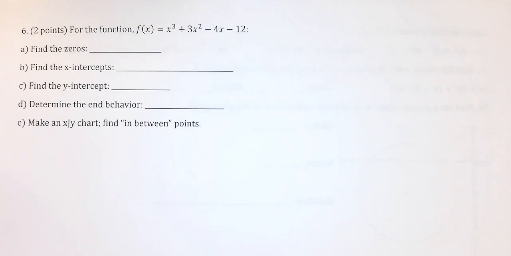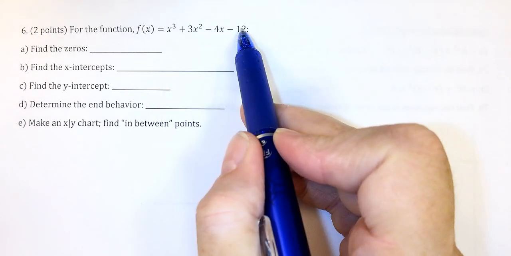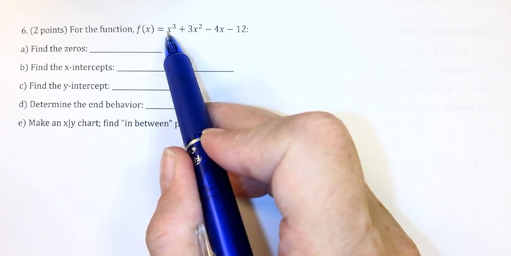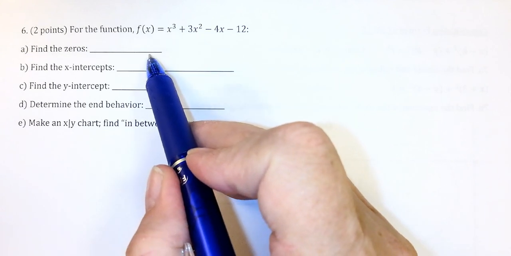This problem is looking at graphing polynomial functions. So we're looking more specifically at graphing this cubic that we're given in this function. And we know it's a cubic because it's in descending order and our leading term has a degree of 3. It first asks us to find the zeros.